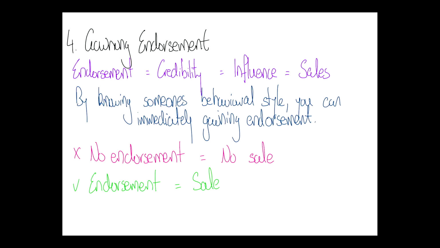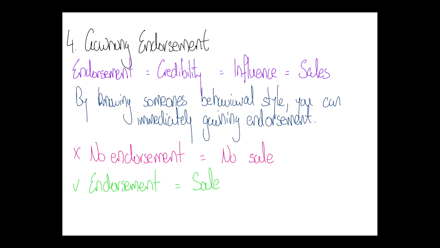The fourth benefit is gaining endorsement. Endorsement is credibility. Credibility leads to influence. Influence leads to sales. And by knowing someone's behavioral style, you can immediately gain endorsement. You don't have to wait. The moment that person walks through the door, the moment that they sit down, the moment that they pick up the telephone, the moment that you turn on Zoom, you can understand somebody's behavioral style and you can gain endorsement immediately. Remember, no endorsement, no sale. If you get the endorsement, then you get the sale. So DISC helps you get endorsement, which means you're going to get more sales.